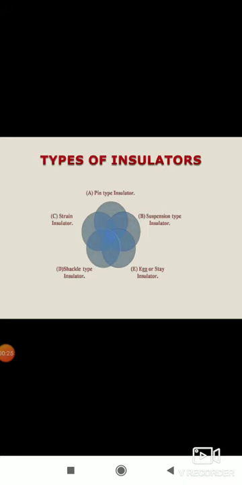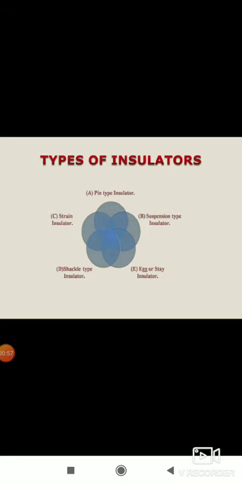In the last session, we discussed the insulator concept. We had just completed sag tension, sag calculations and some problems. After that, we started the insulator concept: the definition of an insulator, the properties of insulators, and the different types of insulators. That's what we discussed.